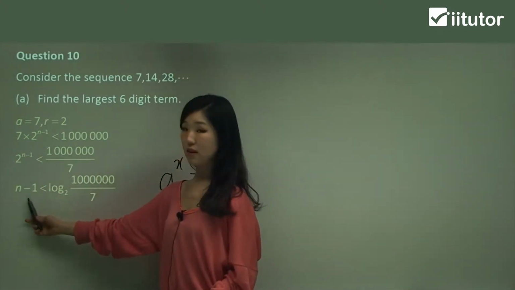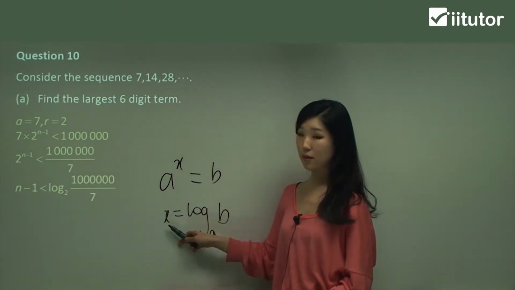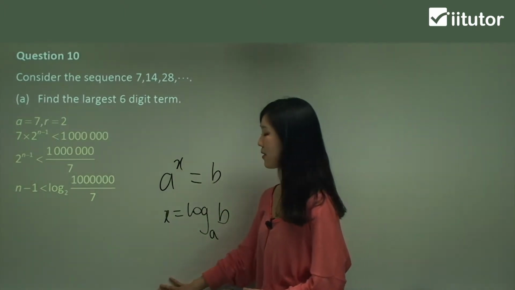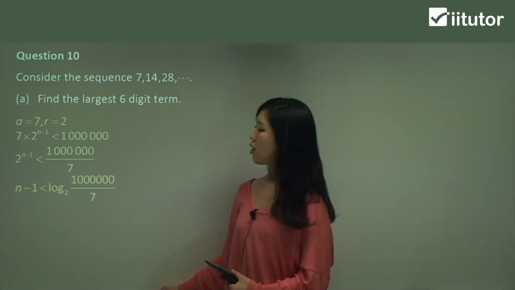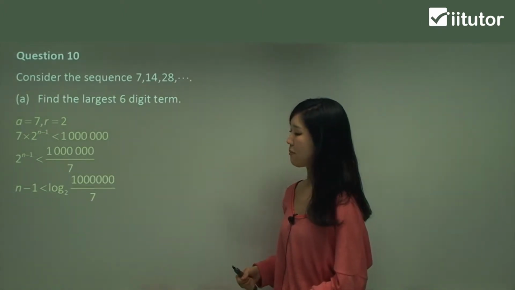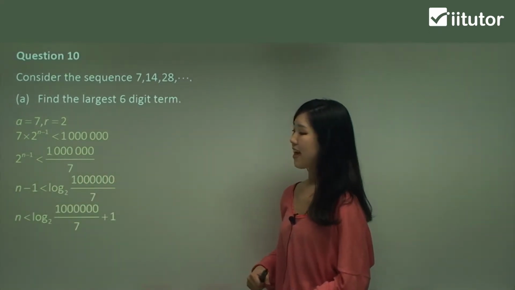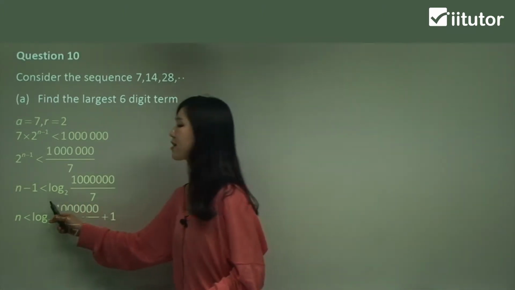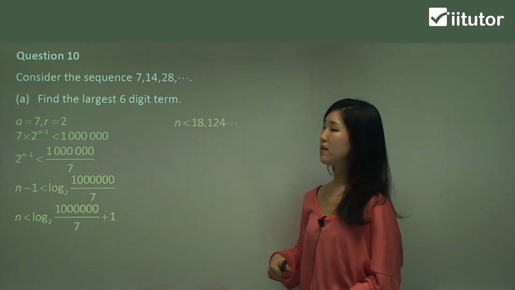So the power becomes the subject, and we have log 2, and then that, like we have here. Power becomes the subject, log, a goes down, b goes after the log. That's all I used, guys. So please be familiar with this. See how now n is no longer on the power. Find n by simply moving 1 to the other side, just like this. n is going to be log 2 of 1 million over 7, plus 1. And sorry, n is going to be less than because of that inequality sign. Now, n is simply less than 18.124.